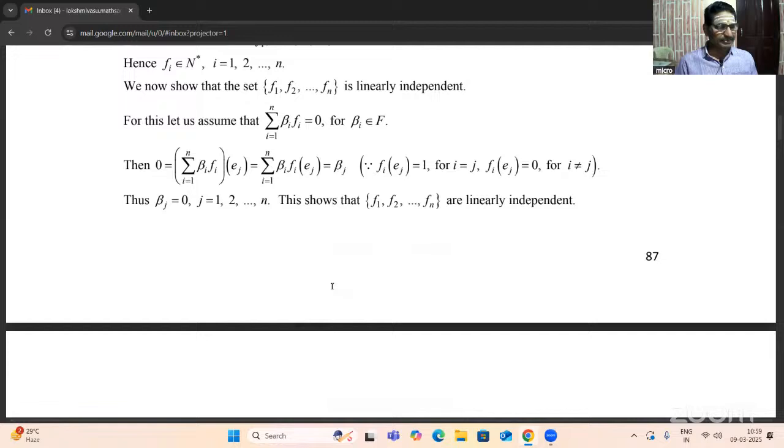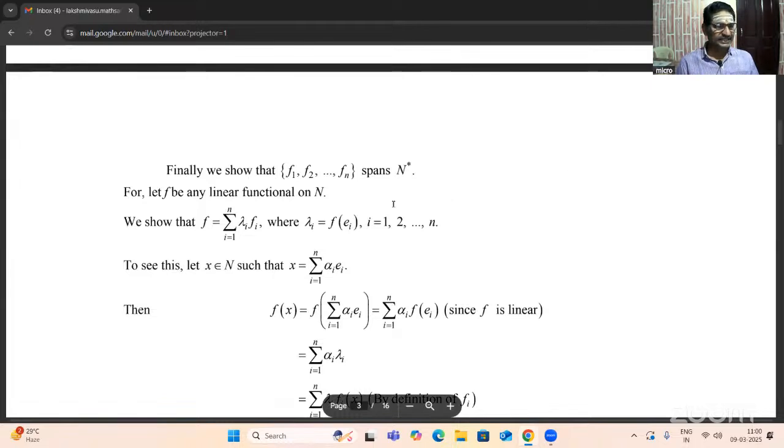At the same time, beta j equal to 0, j equal to 1 and so on, and this shows that the linear functionals of the set are linearly independent. Finally, now that it is a basis, you must prove that the dual space must be generated, generated means spans. Students, listen carefully.